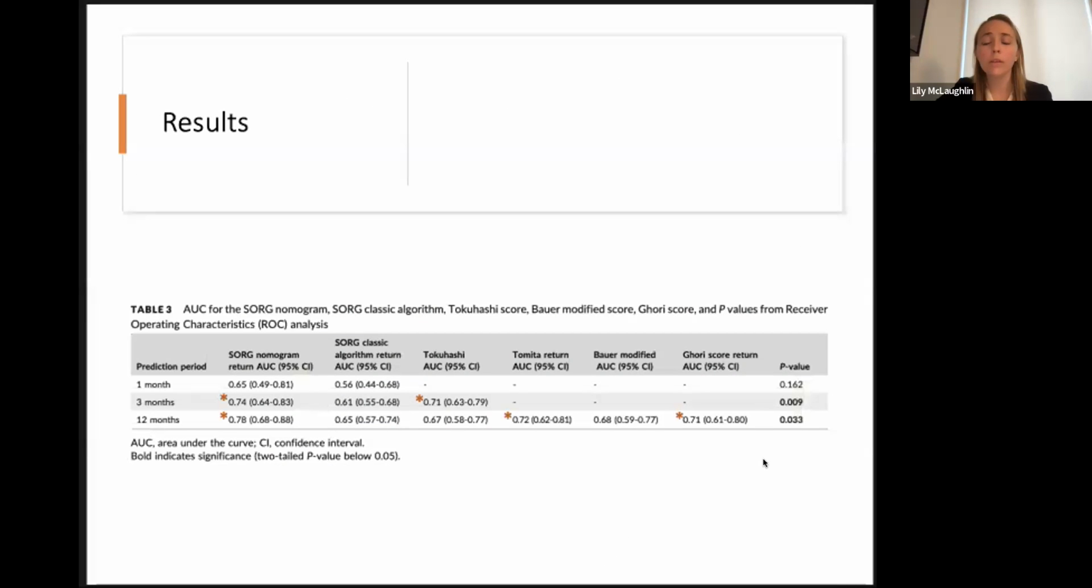So in terms of results, the algorithms were considered accurate if the area under the curve of our receiver operating characteristics analysis was greater than 0.7, and they're noted on this slide by the orange asterisks. But the most important ones to note are the nomogram for the 3-month survival with an area under the curve of 0.74 and 12-month survival with an area under the curve of 0.78.